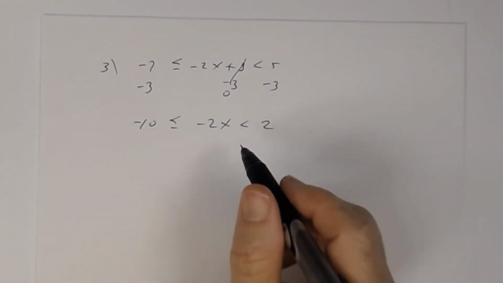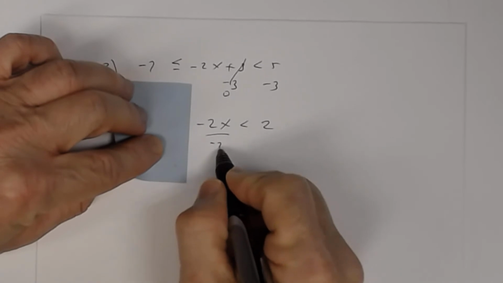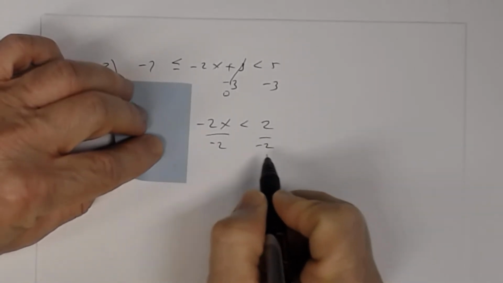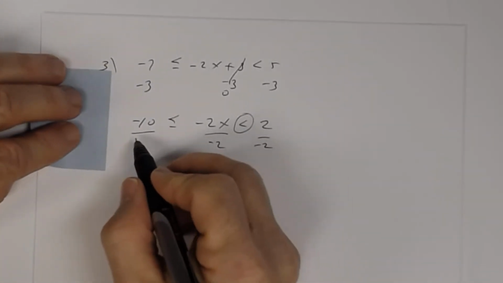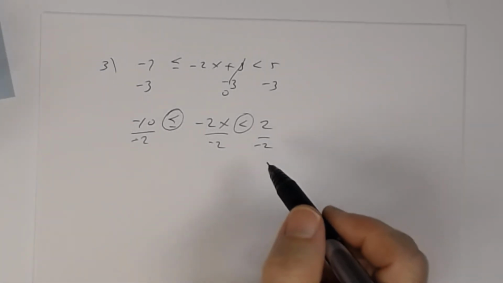All right, now I got x by itself. Now I want you to remember this. If I cover this up, remember you're dividing by -2, right? Well, remember what you do if you divide or multiply an inequality by a negative number? You have to reverse this. Okay, so you're dividing all parts by -2, so you have to reverse both those inequality symbols.